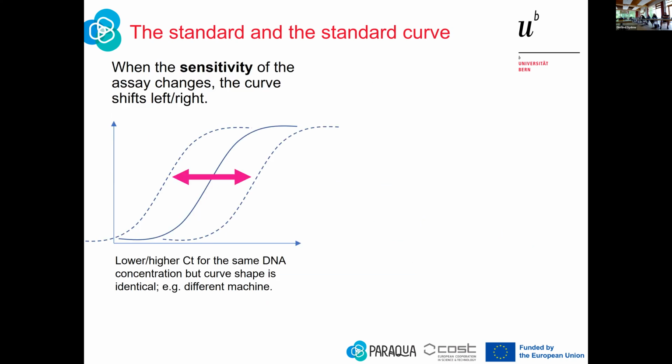Exactly. Because these curves will shift, or also the standard curve will shift, depending on the sensitivity of the assay. So if your assay gets more sensitive because you did something, then your amplification curve will shift as a whole to the left or the right, but it will stay in the same orientation.